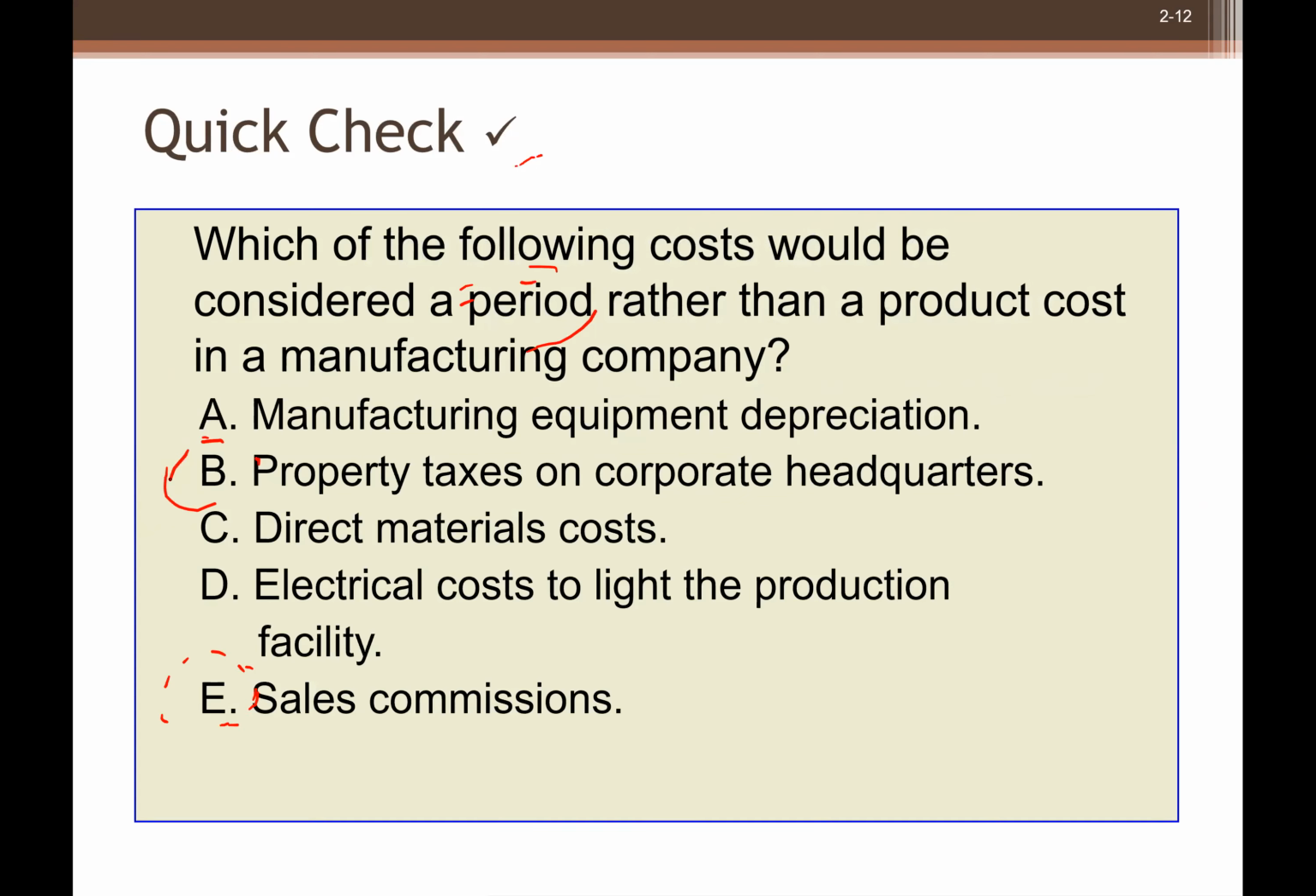So the answer can be more than one choice. It's not like one choice, it can be more than one choice. Okay, let's talk about this.